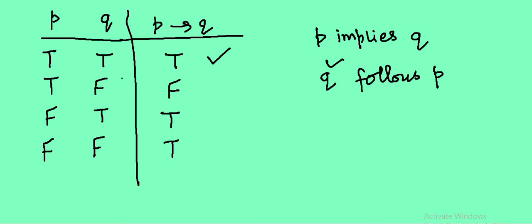It doesn't matter whether the proposition P is true or not. If P is false and Q is true, it implies that it is true, so the whole statement will be true. Here both are the same, because if P then Q. If P is false and Q is false, then the whole statement will be true, not false, because Q follows P. So you need to remember these concepts.